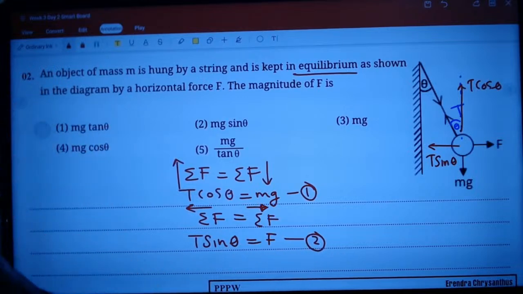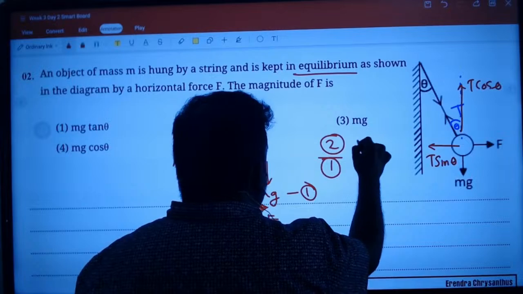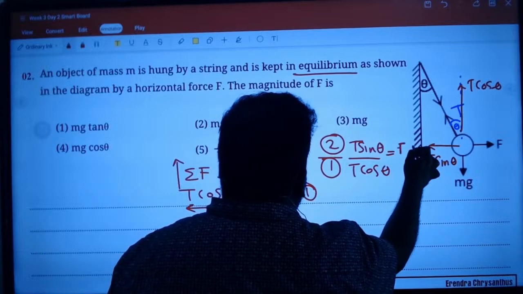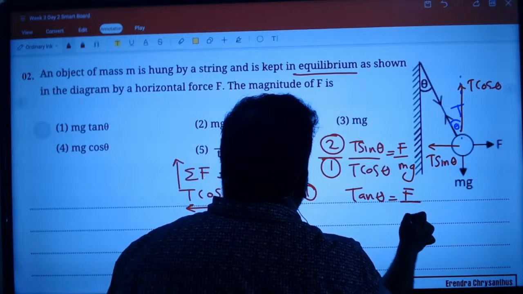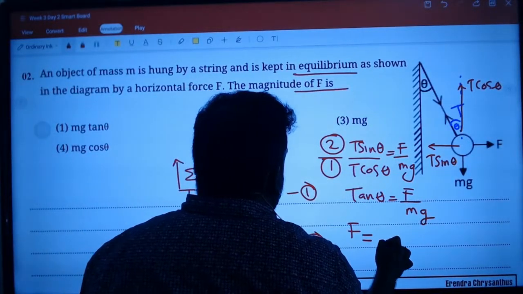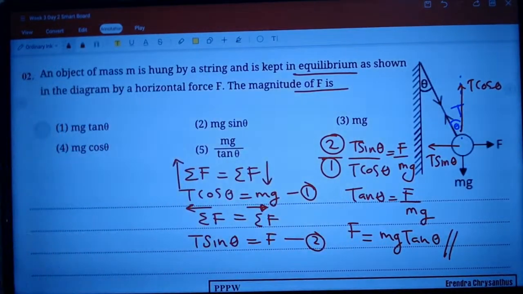Divide the second equation by the first equation. T sin theta divided by T cos theta is equal to F over mg. T cancels off. Tan theta is equal to F divided by mg. They are asking for the force F, so F is equal to mg tan theta. This means the correct answer is answer number 1.